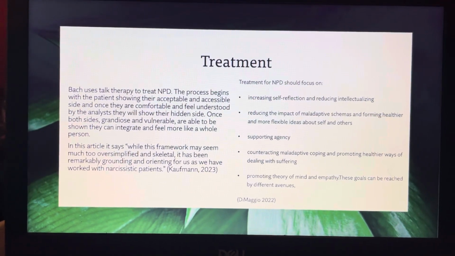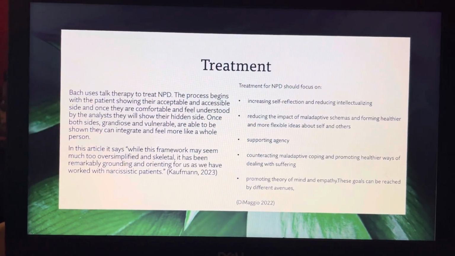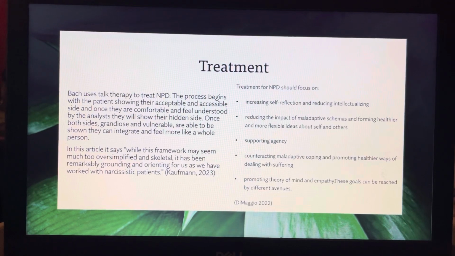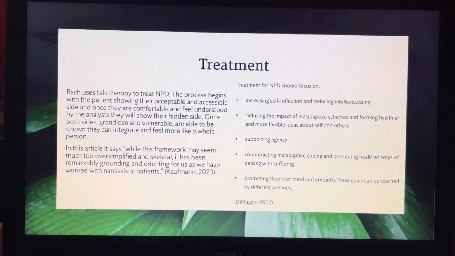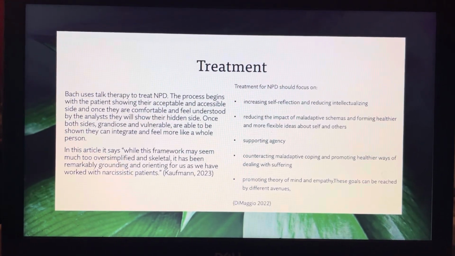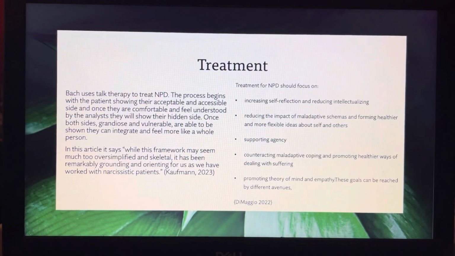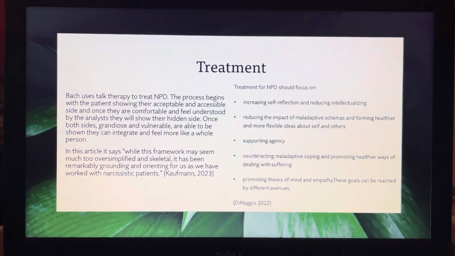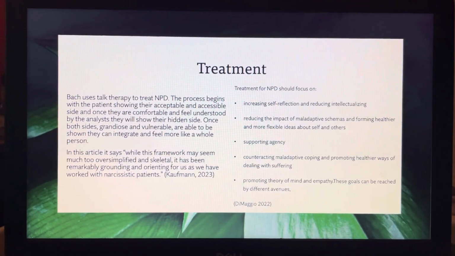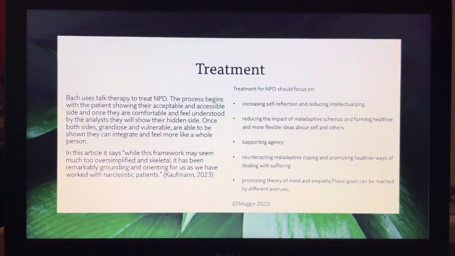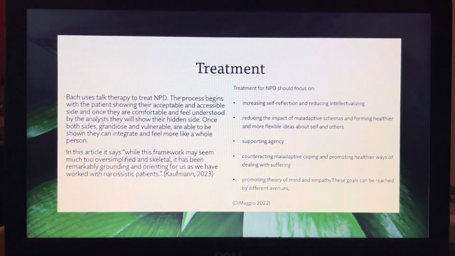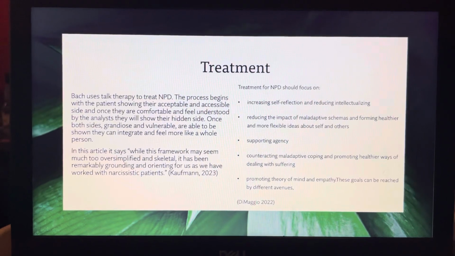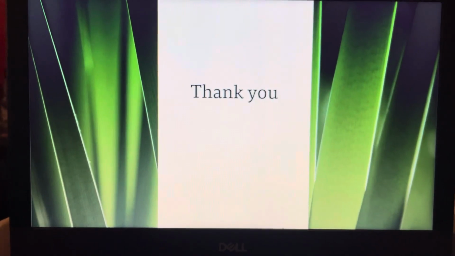in therapy that way. In this article, it says, "While the framework may seem much too oversimplified and skeletal, it has been remarkably grounding and orienting for us as we have worked with narcissistic patients." And that is all.